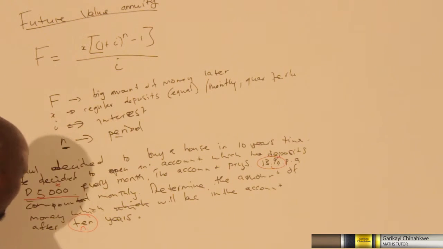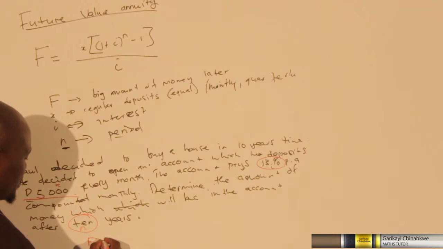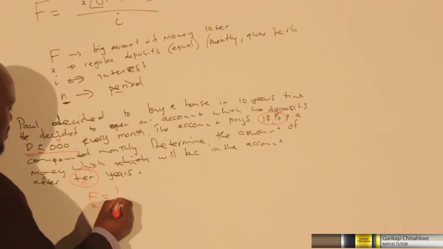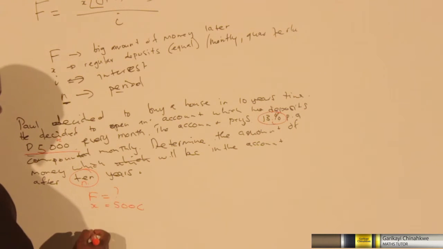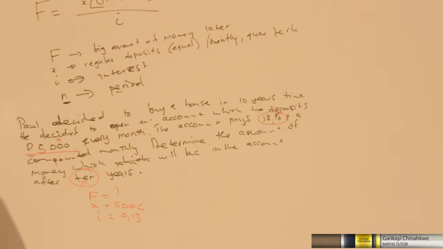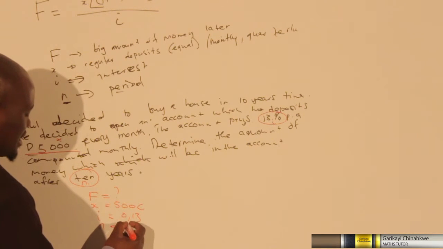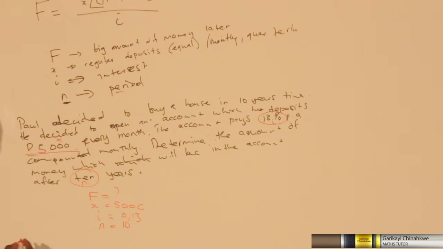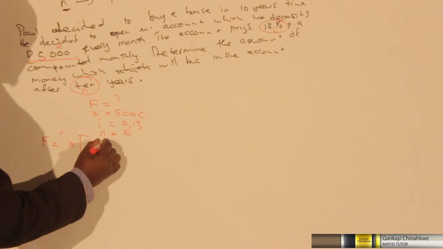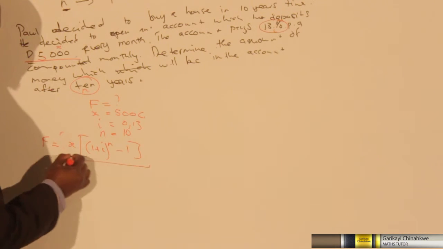Okay, so now we can calculate the future value. We are looking for the future value F. Do we have X? Our X is 5,000. Do we have I? Our I is 0.13. Do we have N? Our N is 10 years. Then F is equal to X, big bracket 1 plus I to the power of N minus 1 over I.